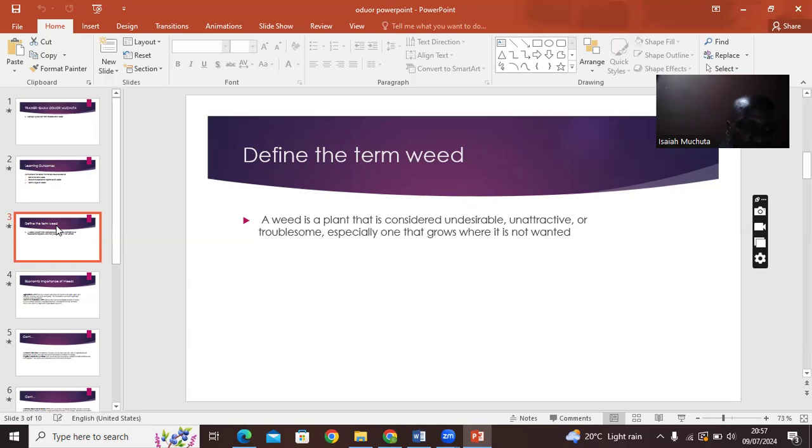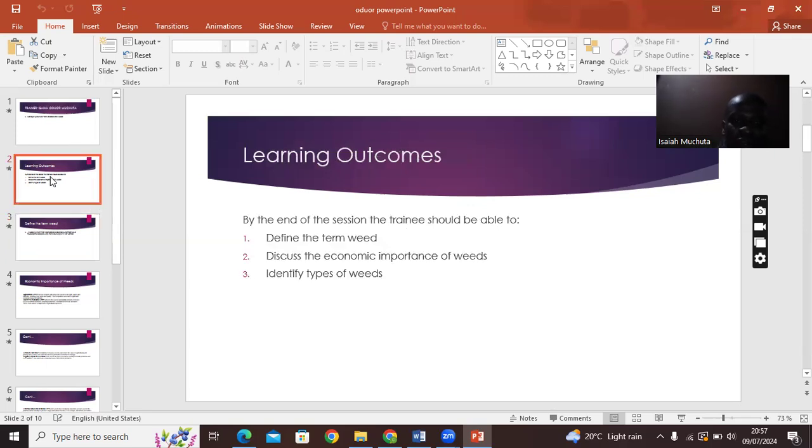Now, my next focus, based on the learning outcomes. Remember learning outcome number 2 was to discuss the economic importance of weeds. Now, if I might ask, Christopher, what is one of the economic importance that you know about weeds? Christopher, are you hearing me? Yes, I'm hearing you. Okay, any economic importance, please? One of the economic importance of it is that it is used as a medicine, it has a medicinal value. That's very good.